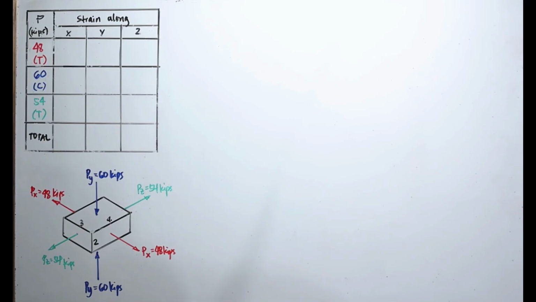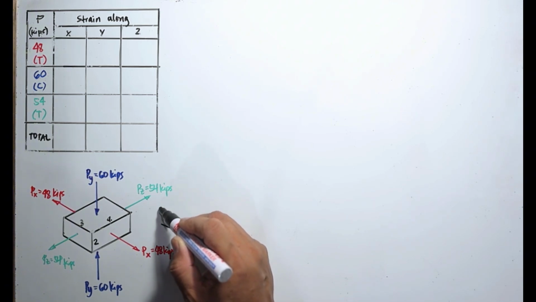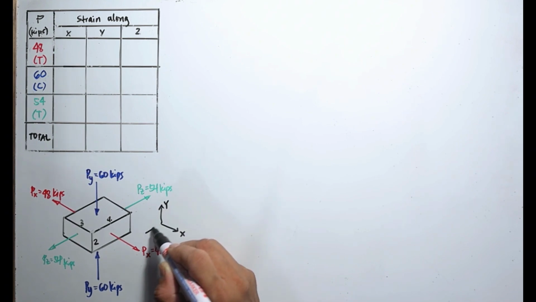Okay, so I have prepared here a table. I think it's better if we are going to tabulate the strain in the different directions. And below, I have already drawn the free body diagram of the block that is 3 inches long in the x direction. So our x direction will be in this direction, y, and this is the z direction.